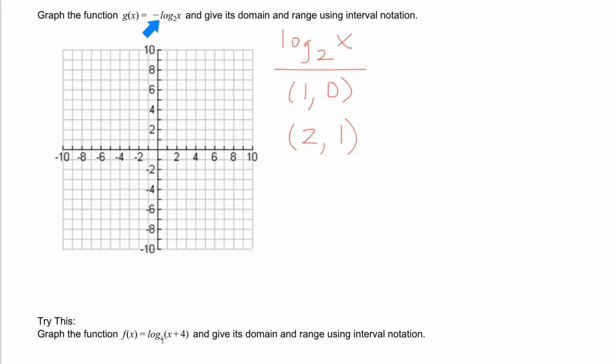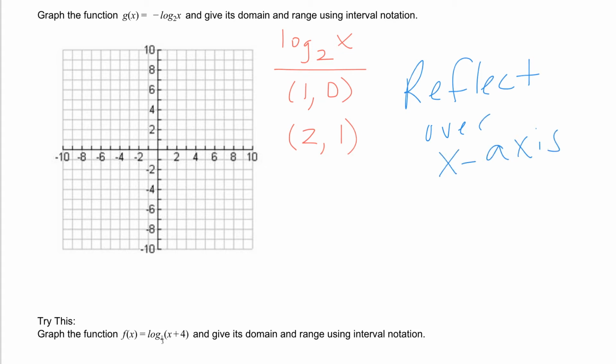And what's happening here, because I have that negative out on the outside, I'm going to be reflecting over the x-axis. I'm going to start with my asymptote. My asymptote always starts at x equals 0. And if I reflect over the x-axis, that means this part of my asymptote is going to reflect over here, and this part's going to reflect over here. So my asymptote really is not going anywhere different. So I still have an asymptote at x equals 0.